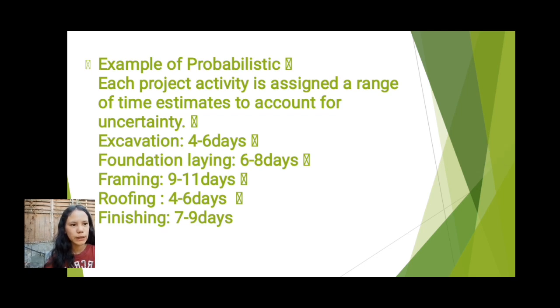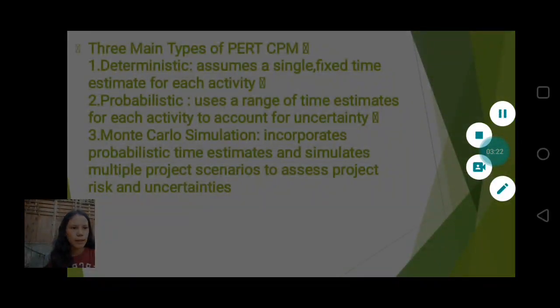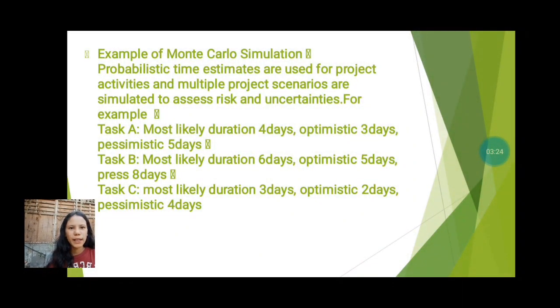The next type of PERT-CPM is Monte Carlo simulation. Monte Carlo simulation incorporates probabilistic time estimates and simulates multiple project scenarios to assess project risk and uncertainties. In this example, probabilistic time estimates are used for project activities and multiple project scenarios are simulated to assess risk and uncertainties.